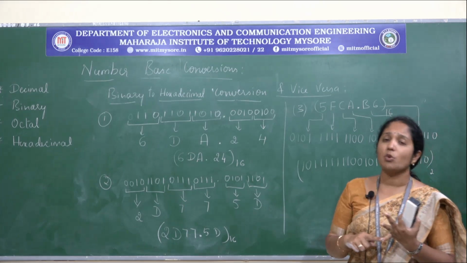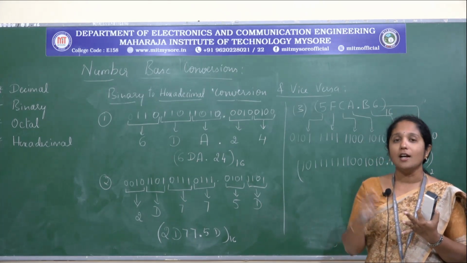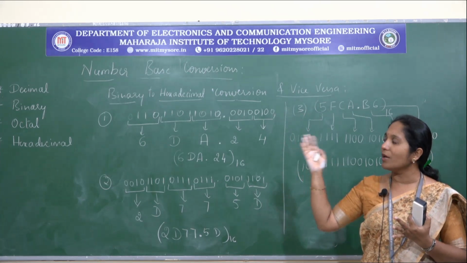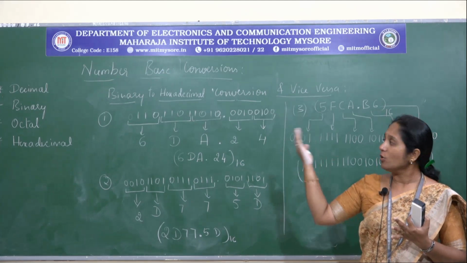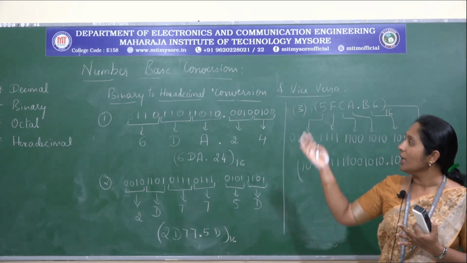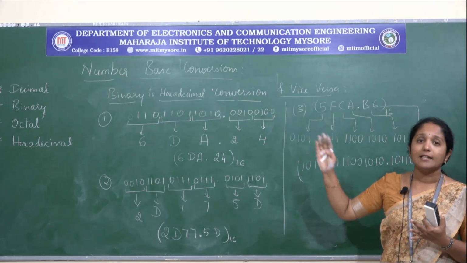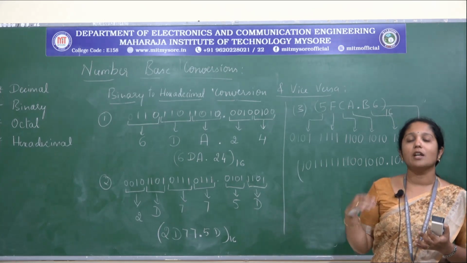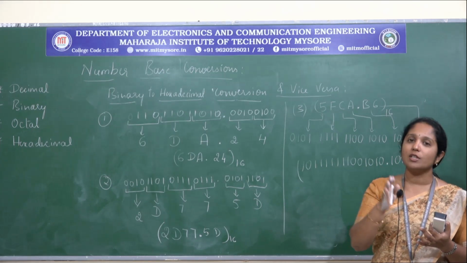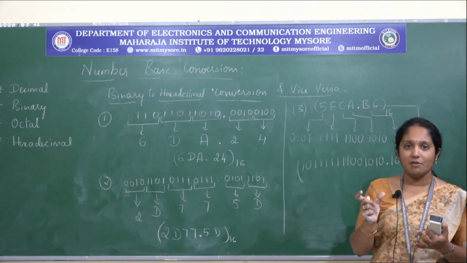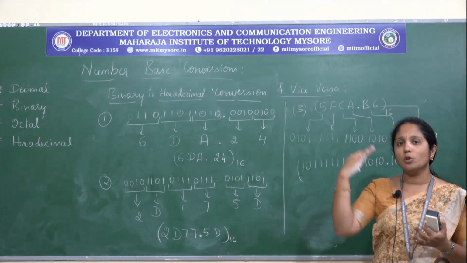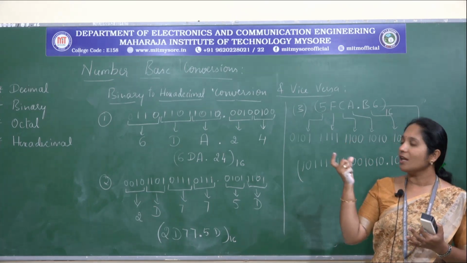In today's session, what are the things we learned? We learned how to convert any given number into decimal number. If the number is given in binary, how to convert it into decimal. Next we learned octal to decimal, and hexadecimal to decimal. Then we learned how to convert a decimal number into binary. For the number before the decimal point, we successively divide by 2 and record the remainders, and read from bottom to top to express the binary equivalent.